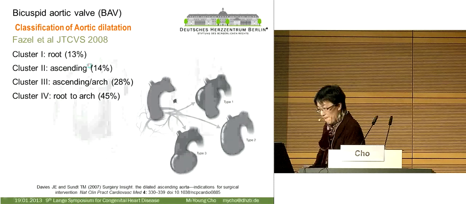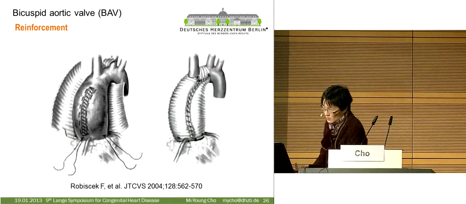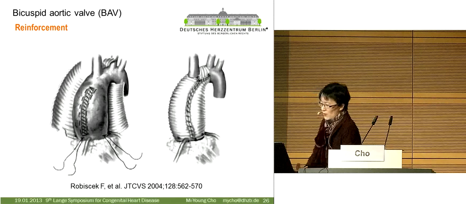So what are the surgical options? You can do a reinforcement, so you wrap the aorta, or maybe also make the aortic size smaller and wrap it in Dacron.